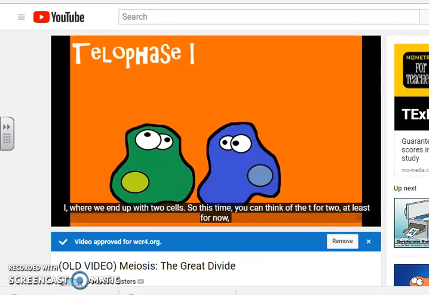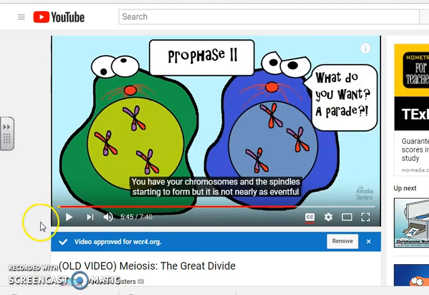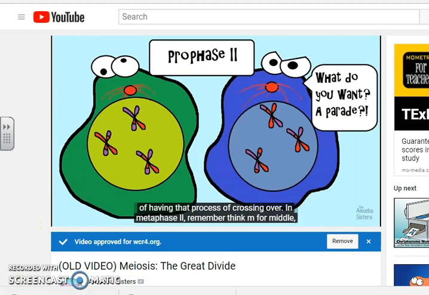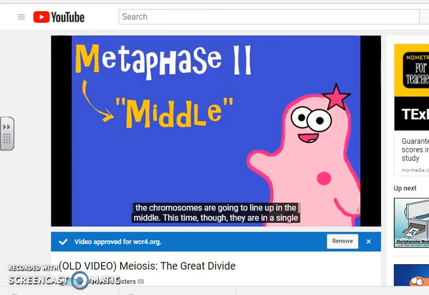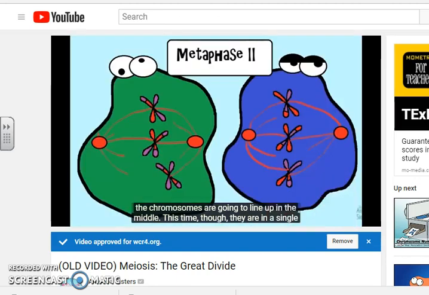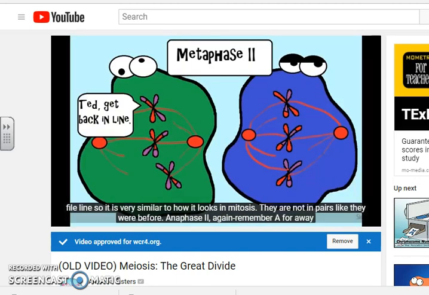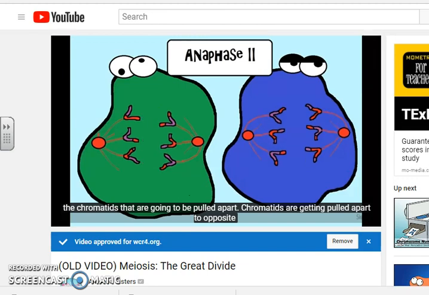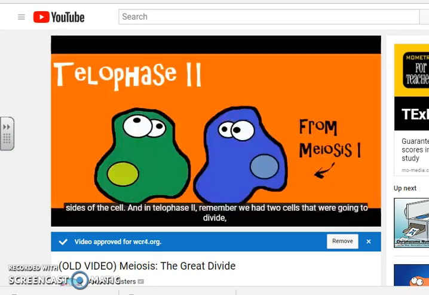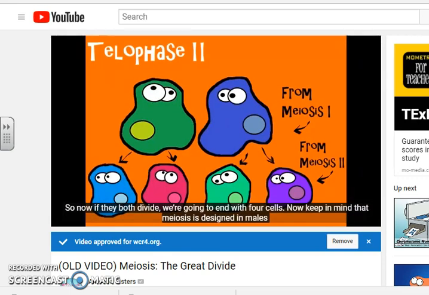And so this time you can think of the T for 2, at least for now, at the end of meiosis 1. Eventful of having the process of crossing over. In metaphase 2, again, remember M for middle, the chromosomes are going to line up in the middle. This time, though, they are in a single file line. Even though it's actually the chromatids that are going to be pulled apart, chromatids are getting pulled apart to opposite sides of the cell. And in telophase 2, remember, we had 2 cells that we're going to divide. So now, if they both divide, we are going to end with 4 cells.